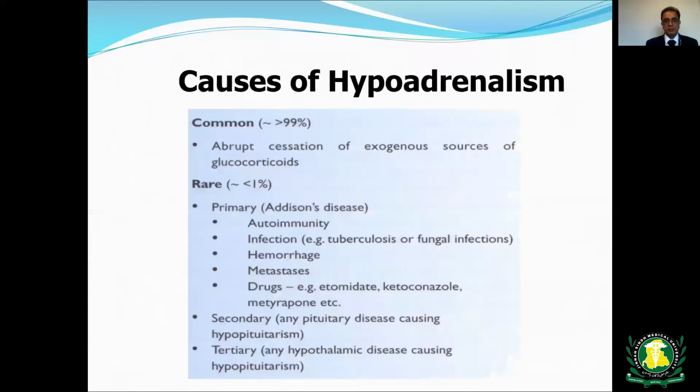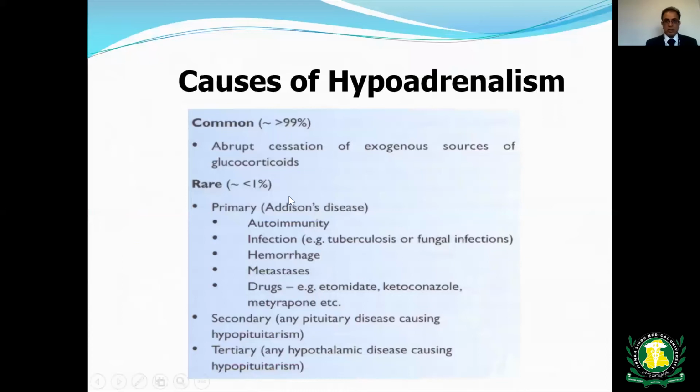The commonest cause is abrupt stopping of an exogenous source of glucocorticoid. For example, patients have long-term conditions like rheumatoid arthritis, any dermatological condition, inflammatory bowel disease, or COPD. They may be on long-term steroids for a longer time. If they stop suddenly, the hypothalamic pituitary axis is already shut off. So the body has no steroids, and they end up in adrenal crisis very quickly. This is the most common cause.